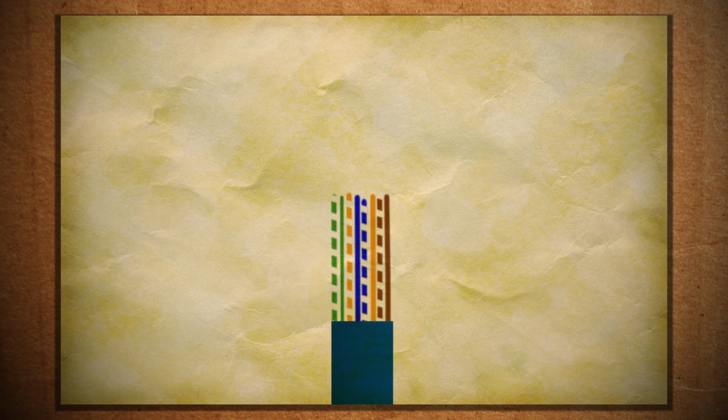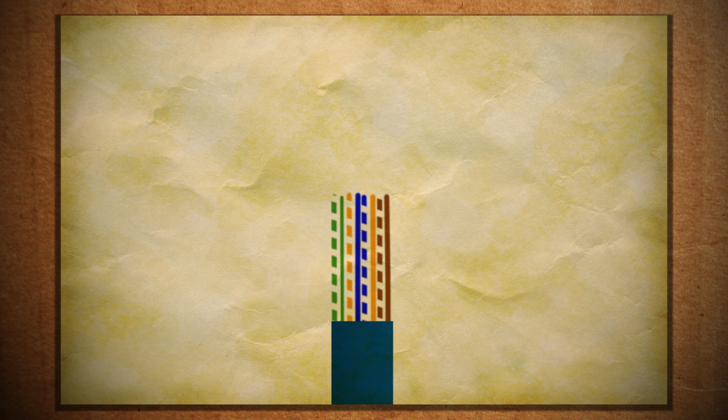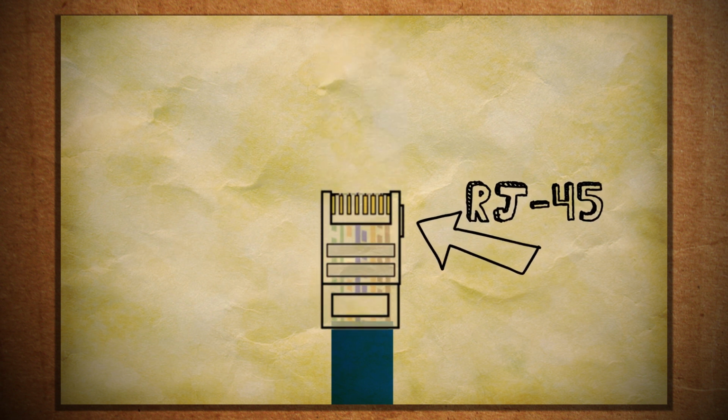Here's how a standard Ethernet cable works. In each cable there are 8 wires, unlike the phone cable which only has 6. This is the standard way in which Ethernet wires are arranged, but as long as the color arrangement on one end matches the color arrangement on the other end, you should be fine. These wires are then aligned and fitted into a connector called a registered jack 45 connector.